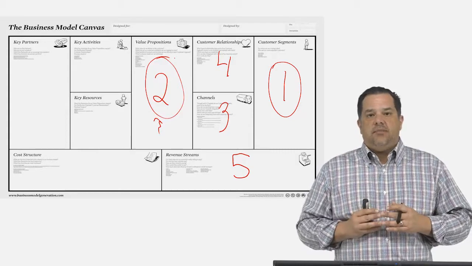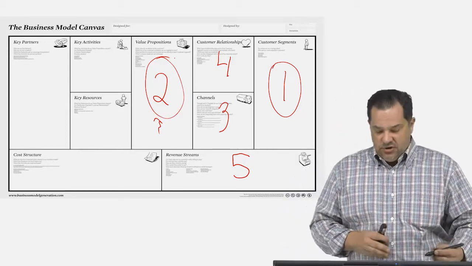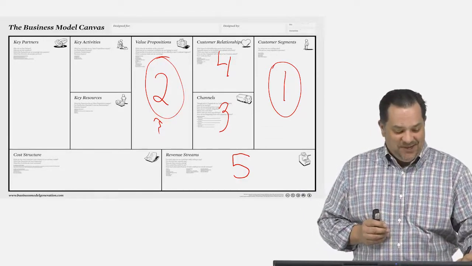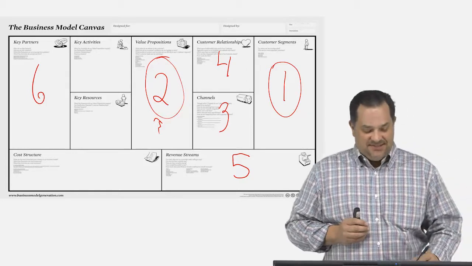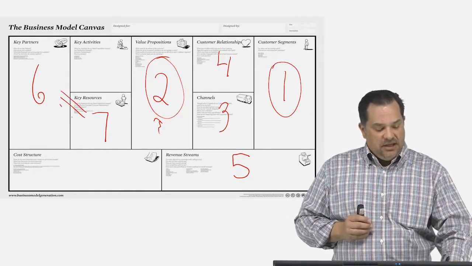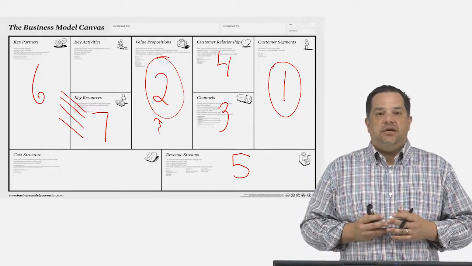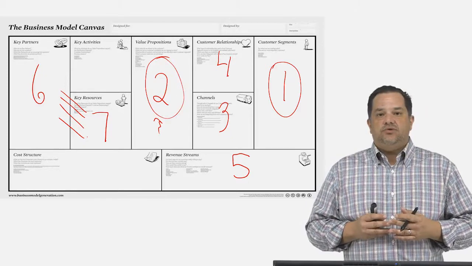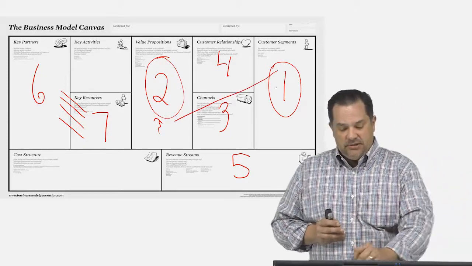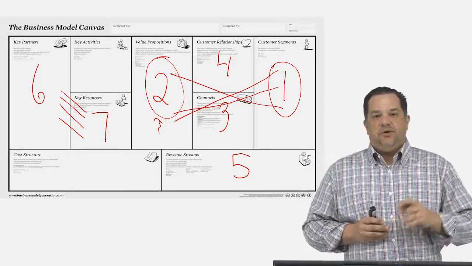So what we're going to talk about today are key resources and key partners. I can't remember actually which one we're starting with. I think we're starting with key partners, which is 6, and key resources, which is 7. And there are a lot of connections that we can draw between our key partners and our key resources, just like we did between our customer segments and our value propositions. So here we go.